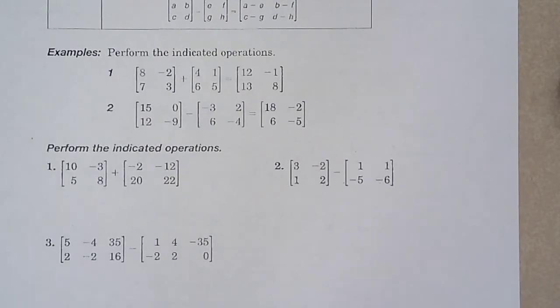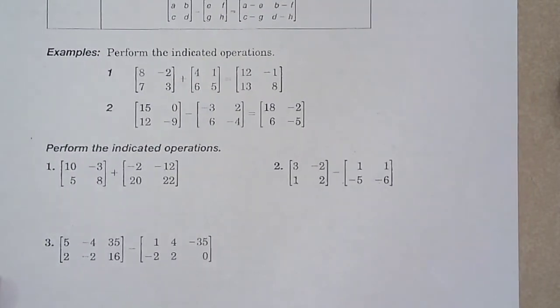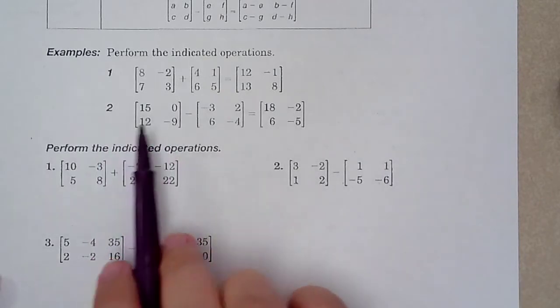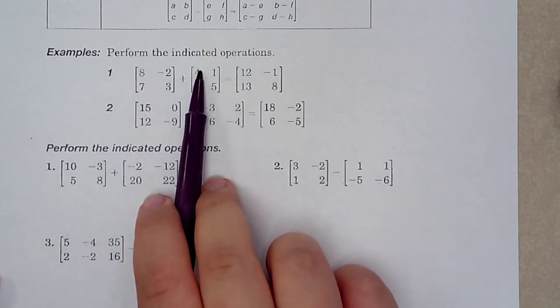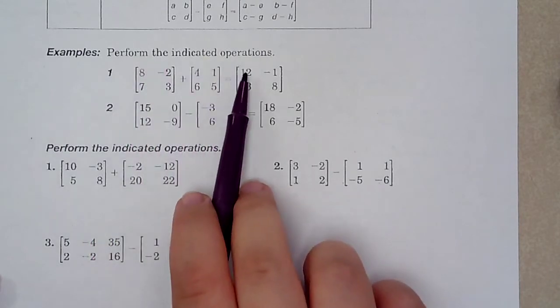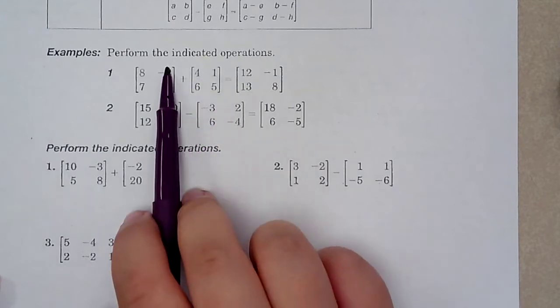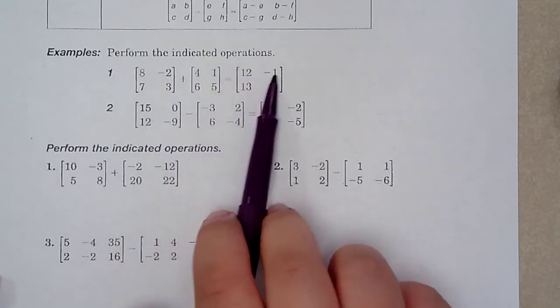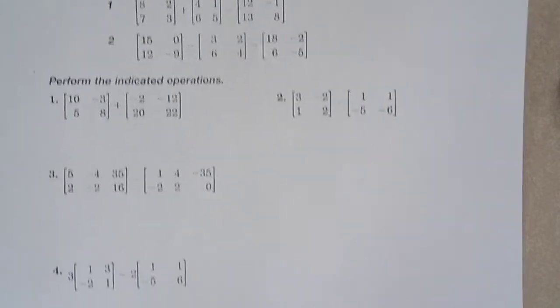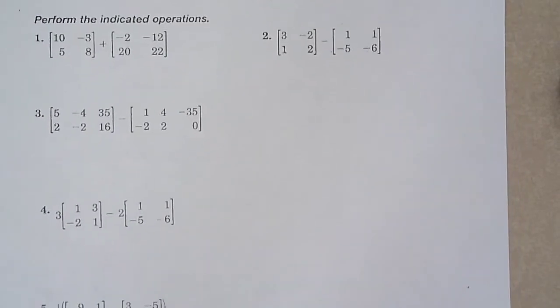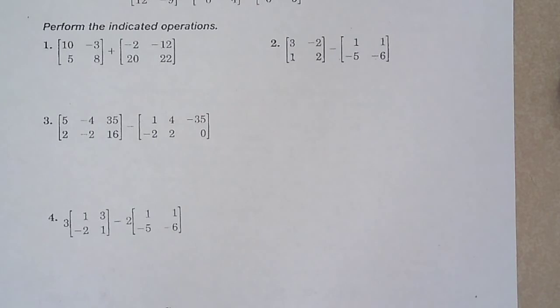Perform the indicated operations. This one's already done for us. Notice 8 plus 4 in the first position of these two becomes the first position here. -2 plus 1 becomes -1 up here, and so on and so forth. All right, you've got two examples to look at. If you want to go ahead and pause the video right now and try these on your own, I would highly suggest you do that. If you're not quite ready, let's go through one together.